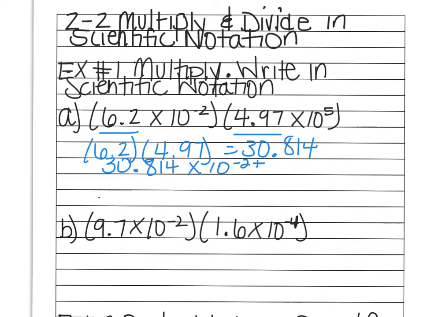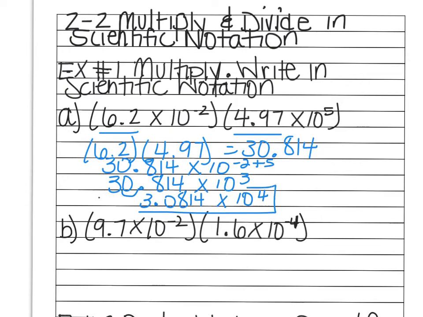When you're multiplying, you add, right? So we have negative 2 plus 5. So I have 30.814 times 10. Negative 2 plus 5 is 3, to the 3rd power. But we need to move that decimal point over, so we're going to have 3.0814 times 10 to the 4th power, because it was a big number, so we're going to make sure we keep it that way. Got to add that extra placeholder for that 1, so now it becomes 4.